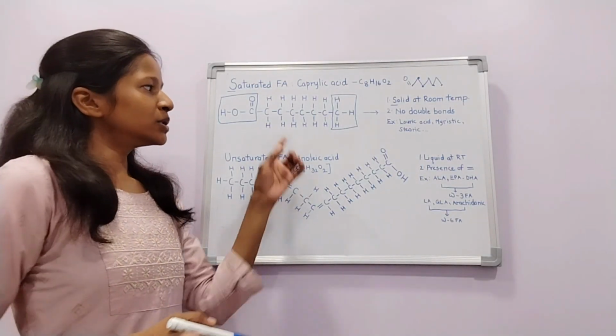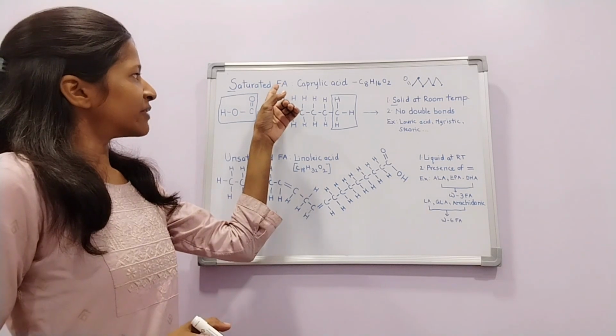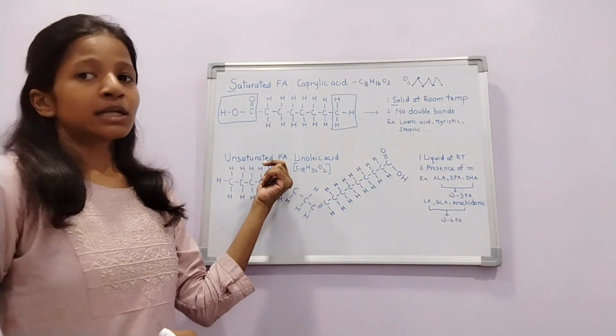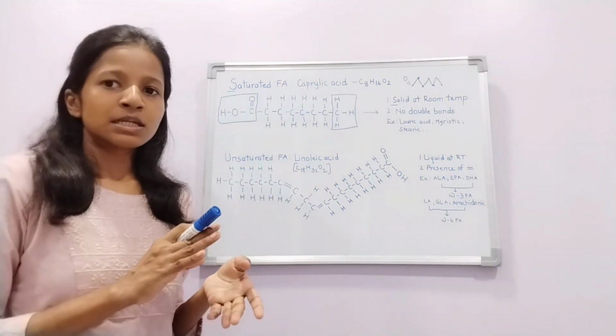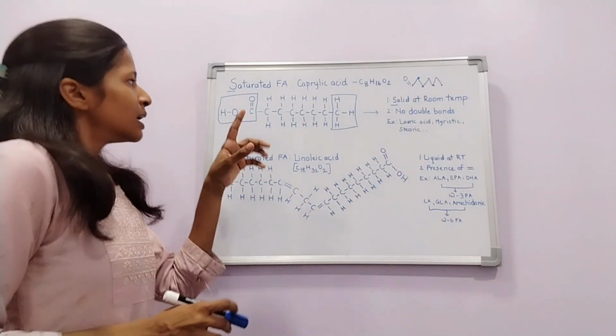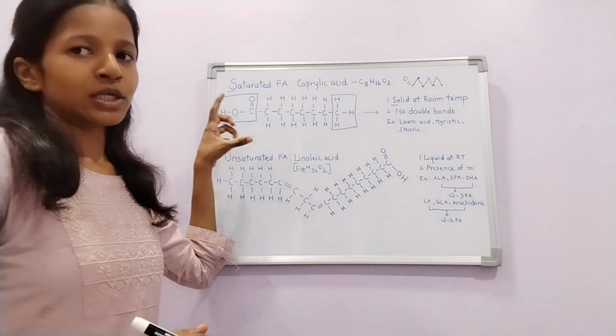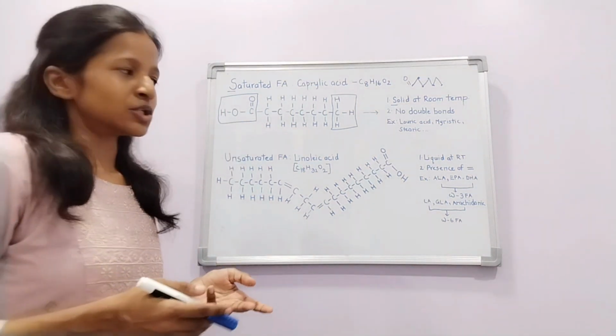Let us see about the different types of fatty acids. There are two main types of fatty acids, saturated and unsaturated, based on the presence or absence of double bonds. Before getting started, let's also see the structure of any fatty acid molecule, whether it is saturated or unsaturated.